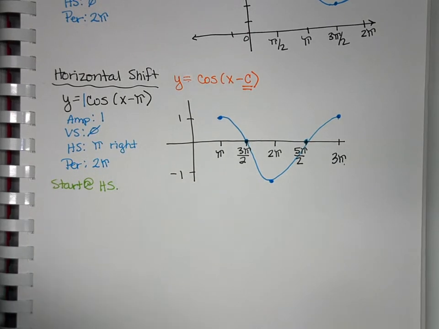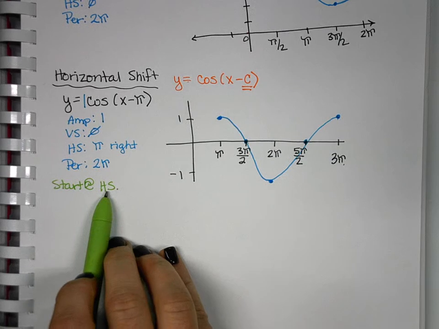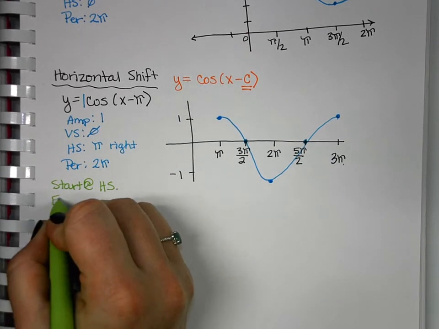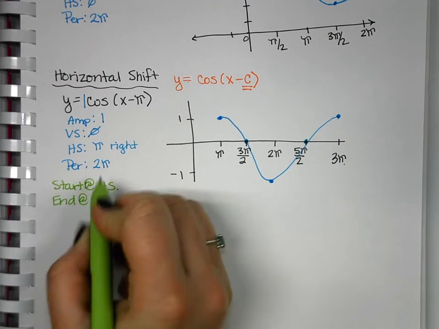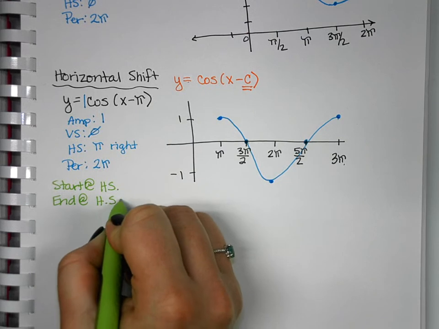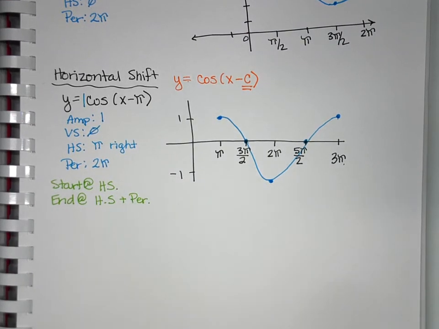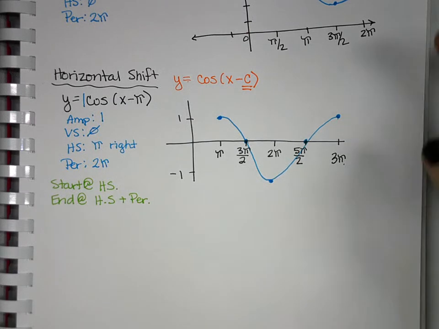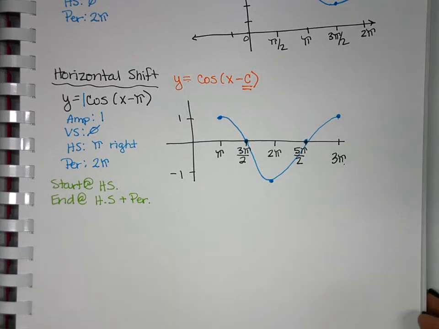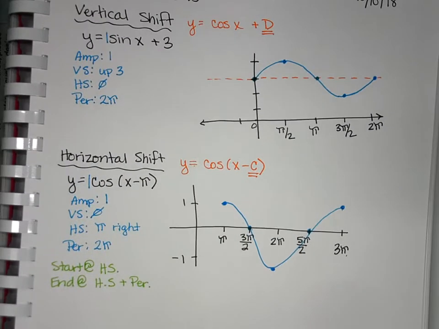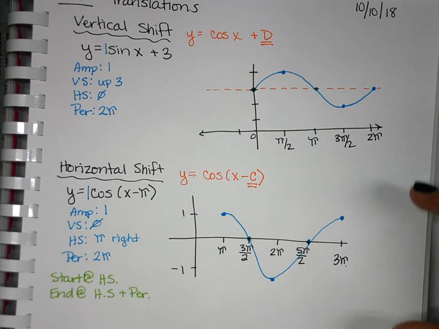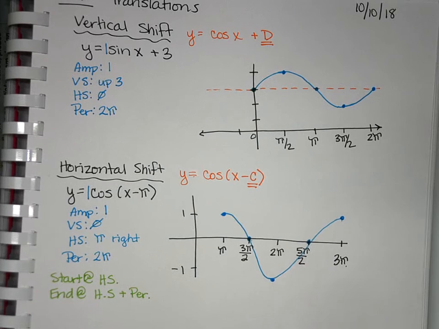So again, you want to start wherever your horizontal shift is, and you're going to end at whatever your horizontal shift is plus your period, whatever that is. And like I said, we're going to do an example next about how to change your period. So again, these are 2 transformations that I know you've seen before because we talked about it in class. These are the 2 that should be a little bit more review.